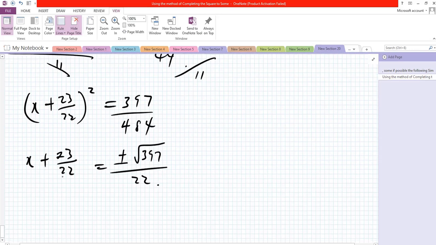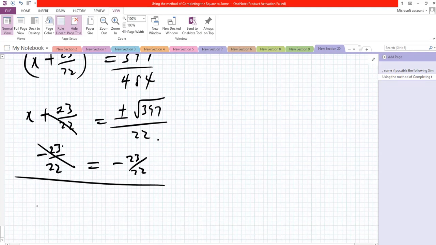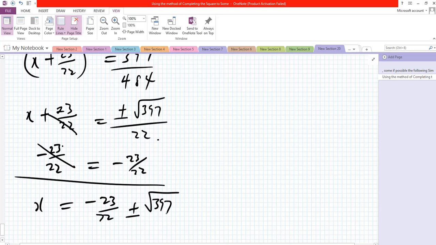Now you were left with this. So if you add minus 23 over 22 to both sides, so that this will cancel out this. At the left hand side you have x, at the right hand side you have minus 23 over 22 plus or minus square root of 397 all over 22. So that is the value for x.